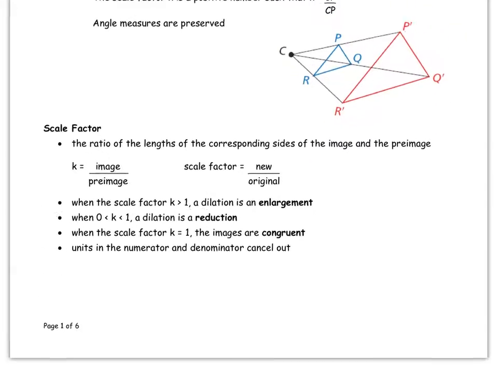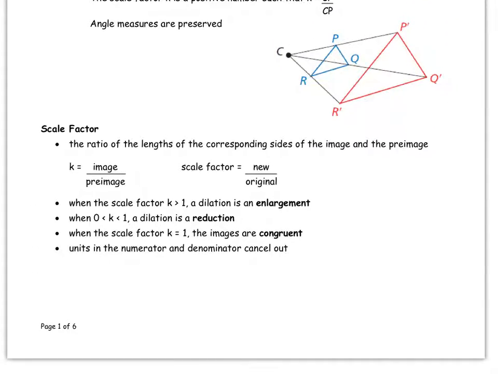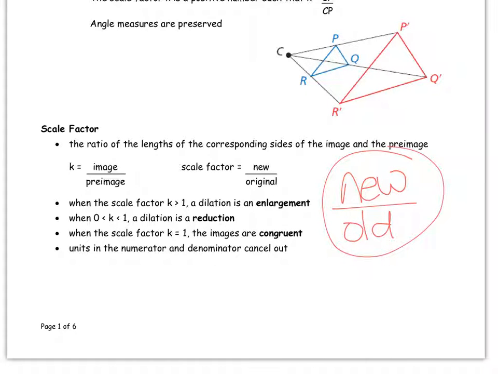So, what is a scale factor? A scale factor is the ratio of the lengths of the corresponding sides of the image and the preimage. So, typically when we find a scale factor, we refer to this formula here, which is new over original, or you can reword that to be new over old. Okay, and this is how we'll set up our ratios to determine what our scale factors are.